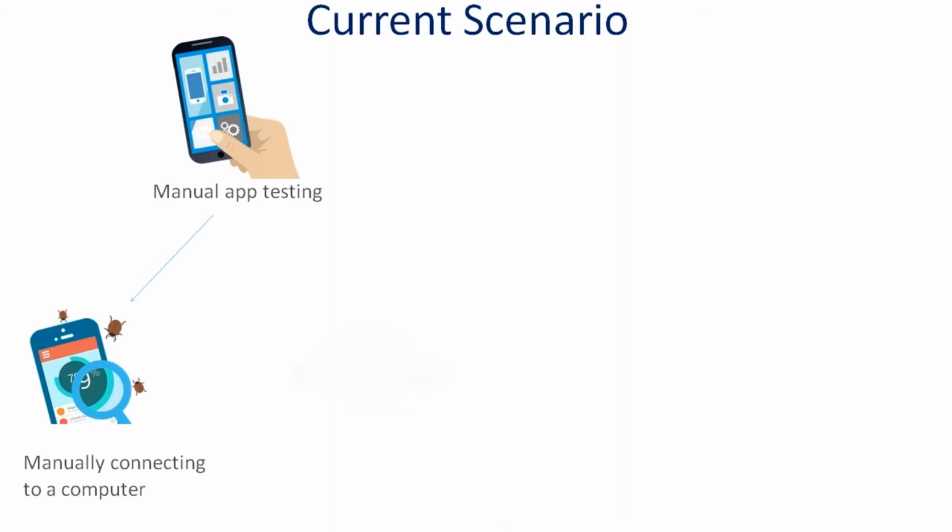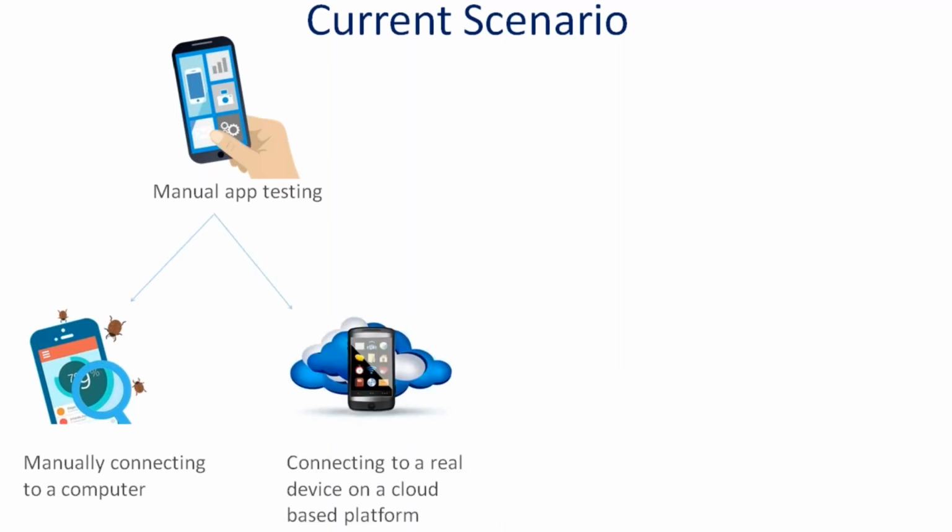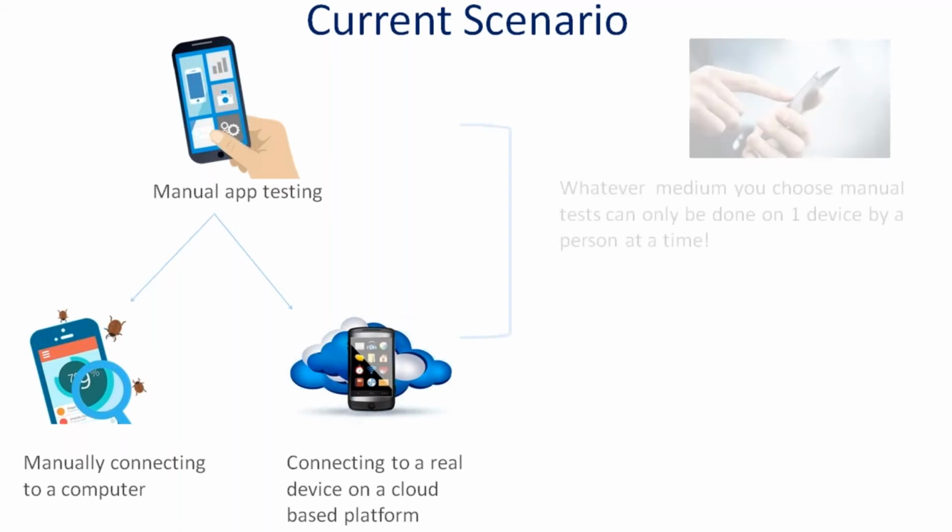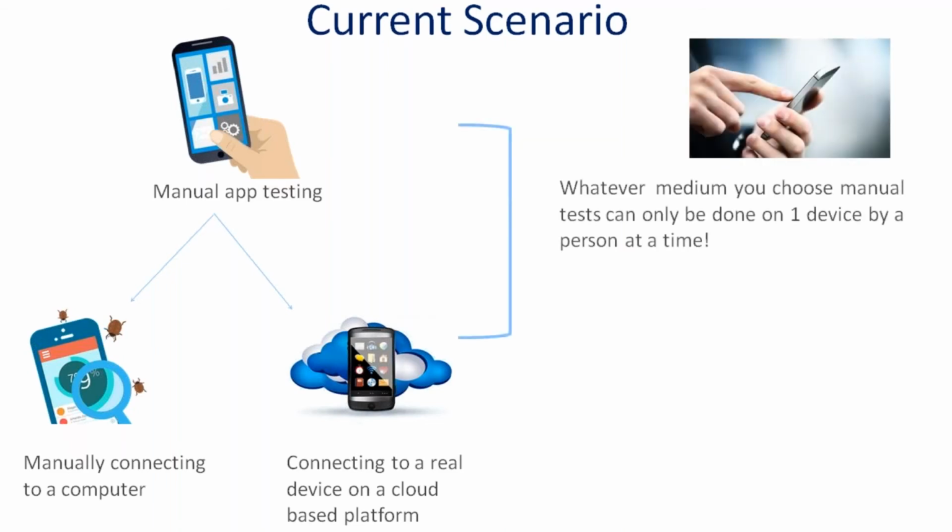The third option, which a lot of organizations are adopting, is connecting to a real device on a cloud-based platform like pCloudy, which we have. So you can actually use such platforms to connect to a real device remotely and do the testing manually from your browser. Now, if you notice, in all these three scenarios which I have just explained, we are still doing the testing on a single device at a time by a single manual test engineer, right?